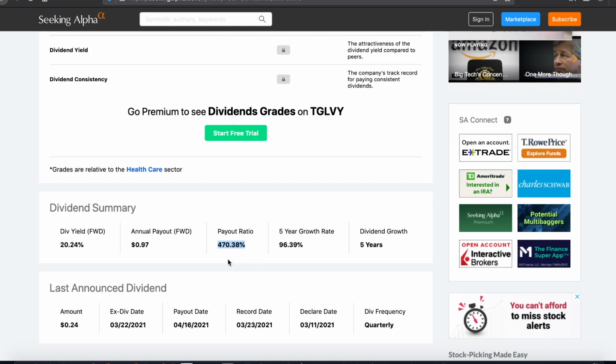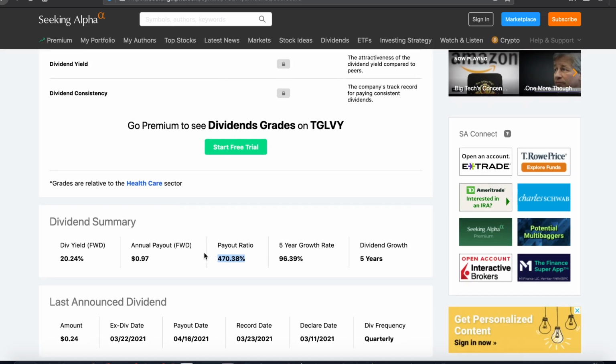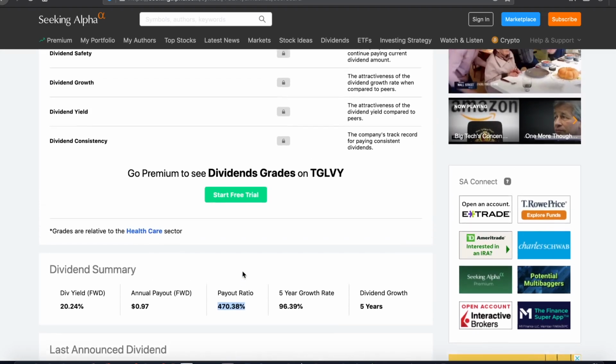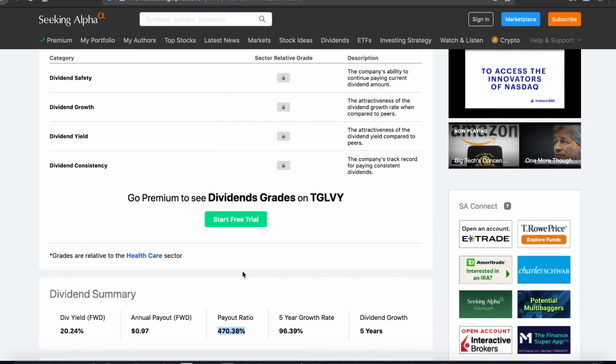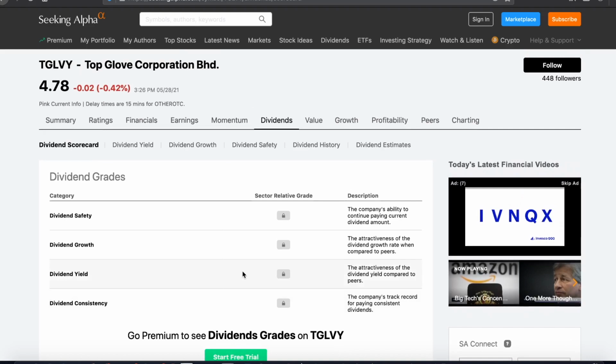Now, when you have something like this, it means this company is taking out debt in order to pay the shareholders their dividends. So this is something that I would probably stay away from. But this is some of the due diligence that you should be doing when looking at these type of companies, or any company for that matter.